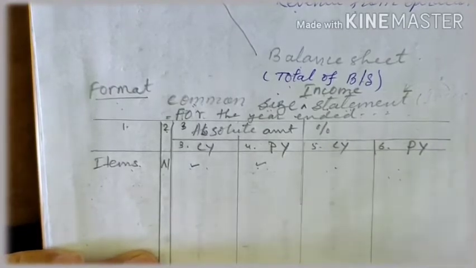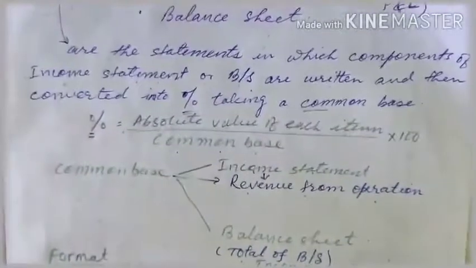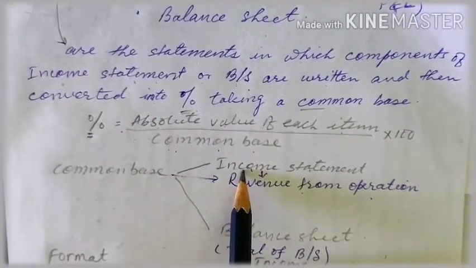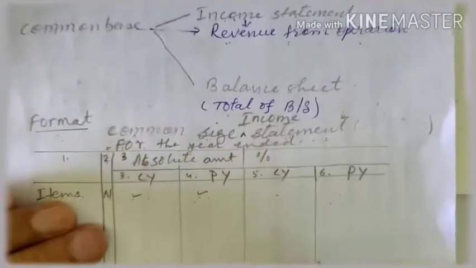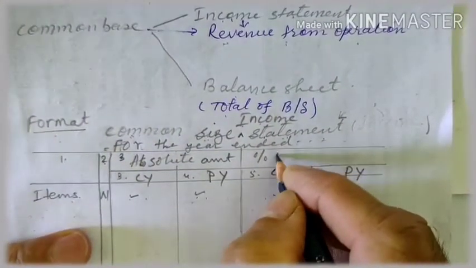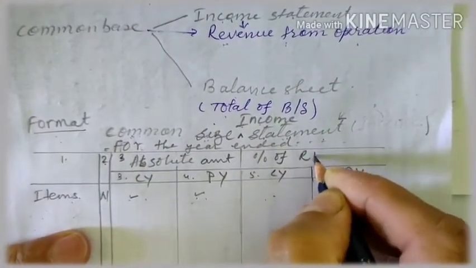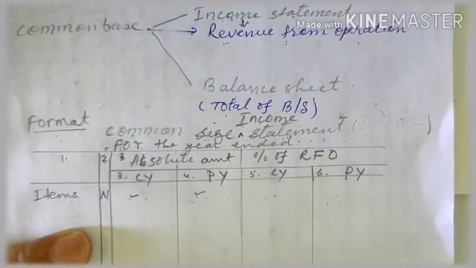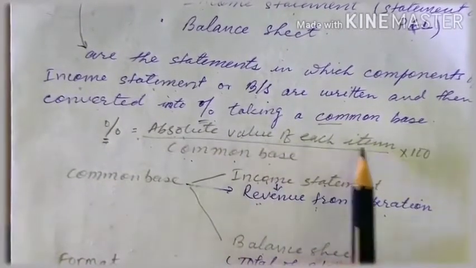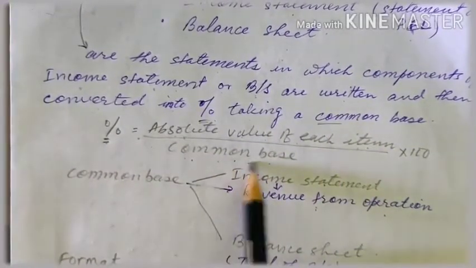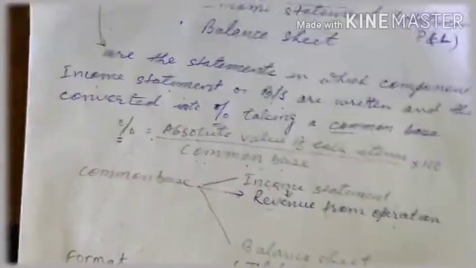Now what is the base? What is the common base for income statement? For income statement, your common base is revenue from operation. So here we'll write down percentage of revenue from operation. Then we'll calculate the percentage by the formula: absolute value of each item divided by common base into 100.